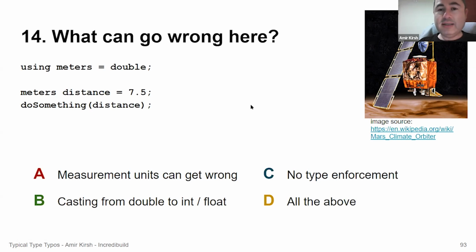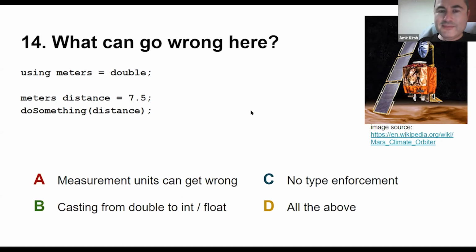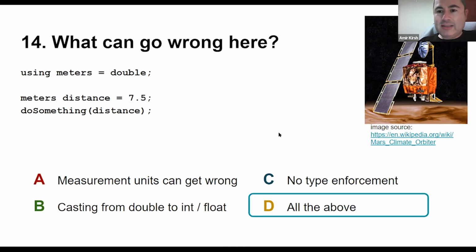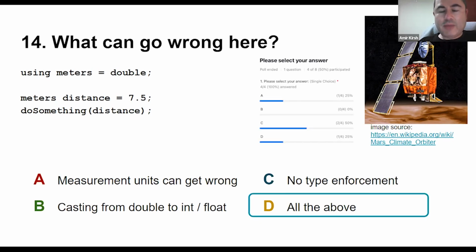Let's give you 5 seconds because it's easy. What's the problem here? I'm creating meters. Meters is double. I'm sending you meters. And the problem is maybe measurement units can get wrong here, or maybe I have a problem with casting, or maybe I have a problem with a type not enforcing the actual type, or all the above. Let's see the results. And the results say mostly C, but the problem is all the above.